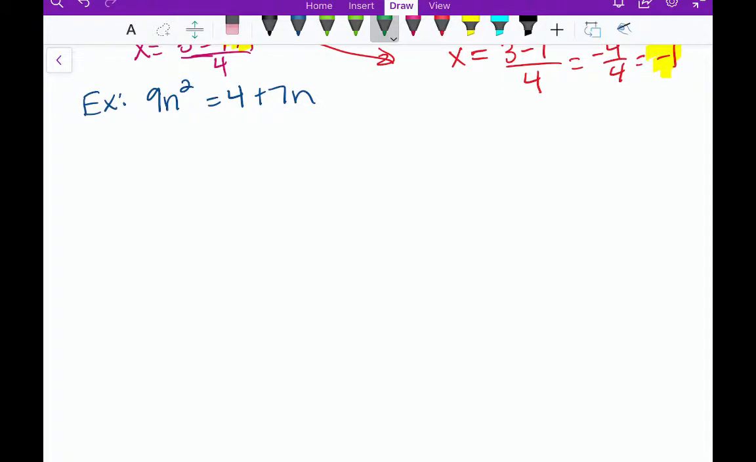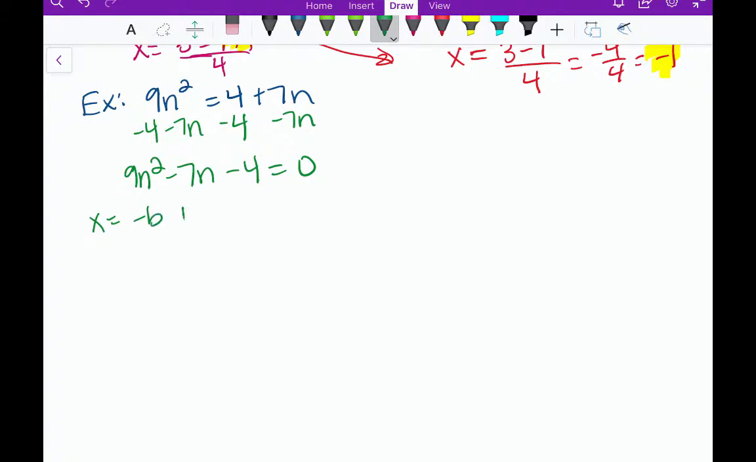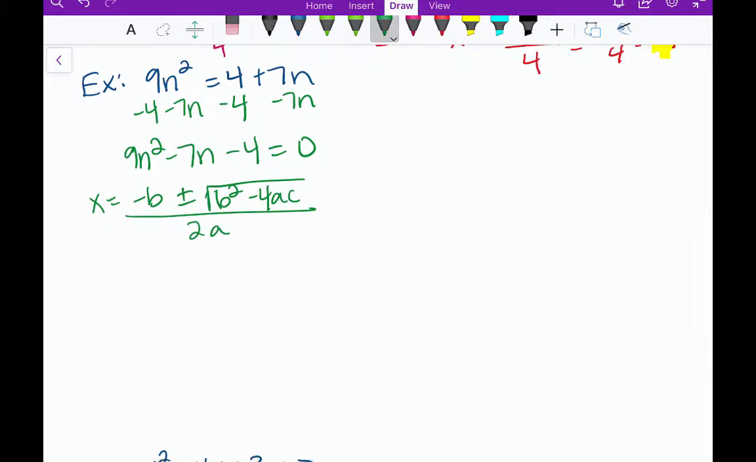What I notice here is that it's not in standard form, it's not equal to 0. So I'm going to subtract the 4 and subtract the 7n on both sides, which is going to give me 9n squared minus 7n minus 4 equals 0. Now I'm ready to solve. I'm going to write down my formula. x equals negative b plus or minus the square root of b squared minus 4ac all over 2a.